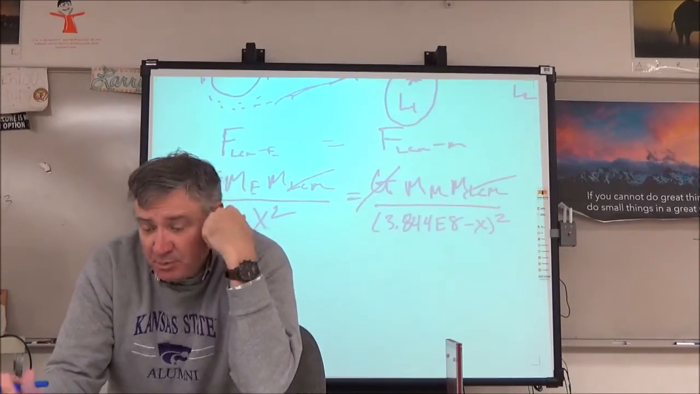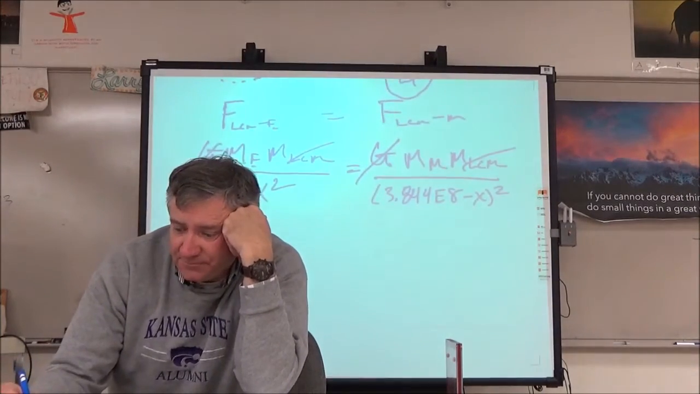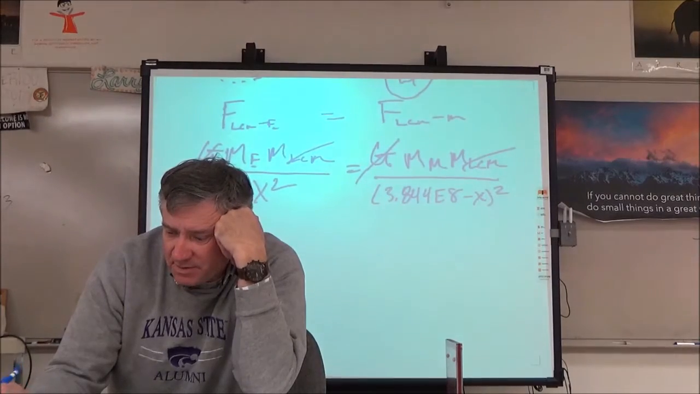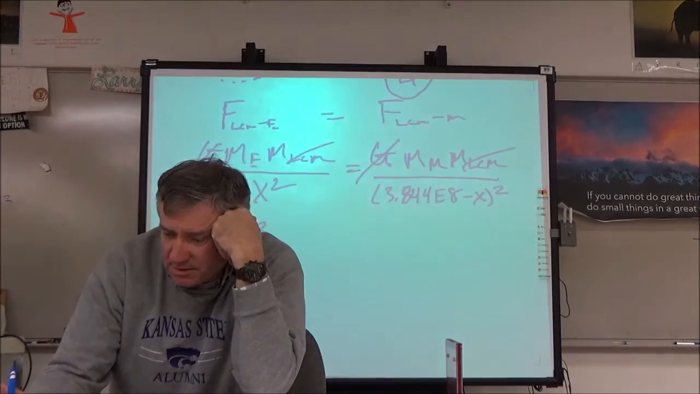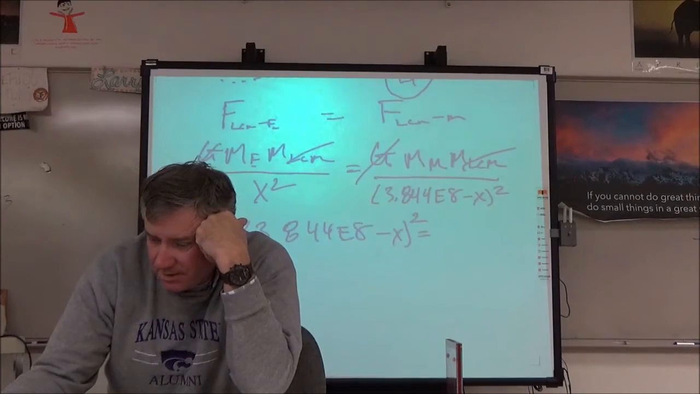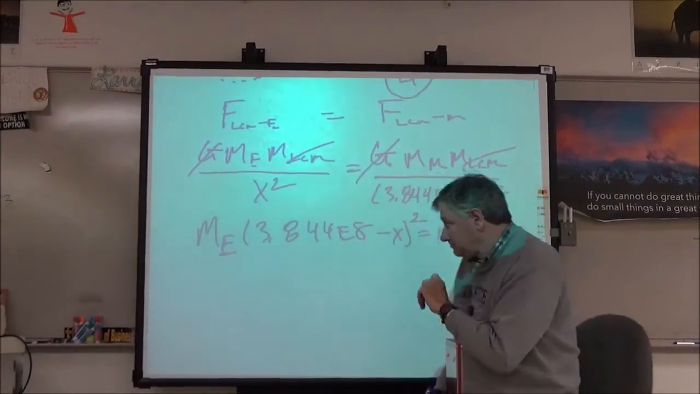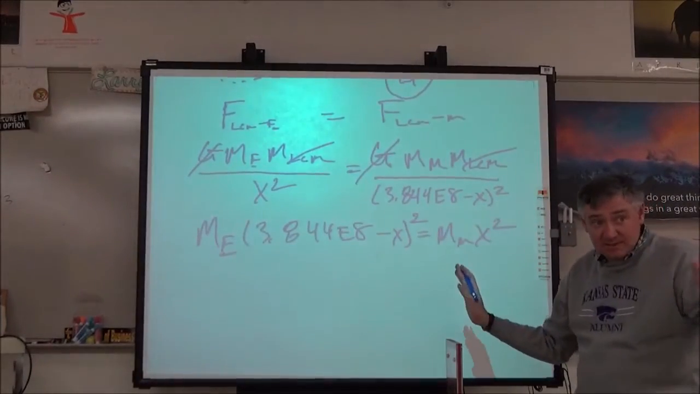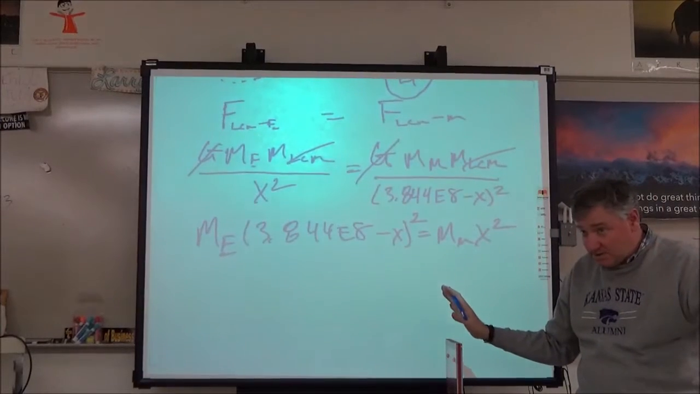So at this point, I'm going to cross multiply. I'm going to have the mass of the Earth times 3.844 e to the 8th minus x quantity squared equal to the mass of the Moon times x squared. All I did was cross multiply because I hate fractions.